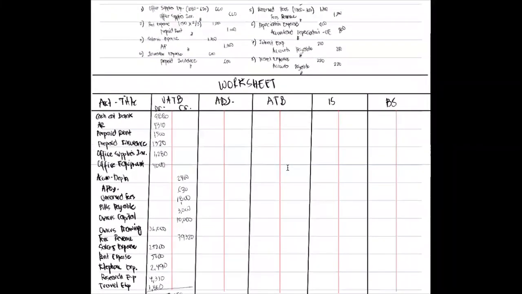So, ayan. So we have here your adjusting entries. So our first adjusting entry is a debit to office supplies expense of 660 and a credit to office supplies inventory. So first, we need to place it on your office supplies.